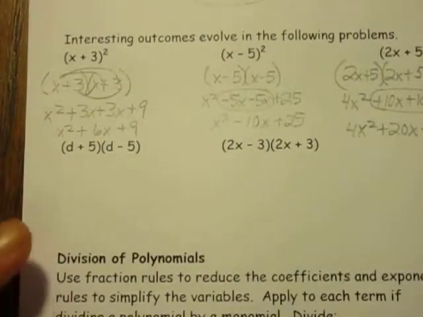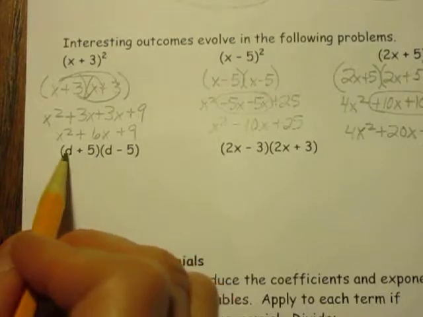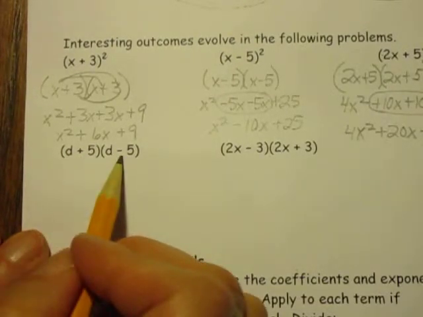Let's see what happens on these next two. I just don't want you to freak out when this occurs. We've got two binomials that we're multiplying. They look like they're almost exactly the same. They only differ by the sign.